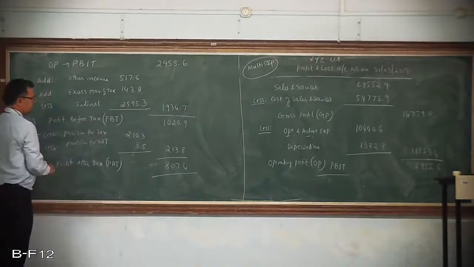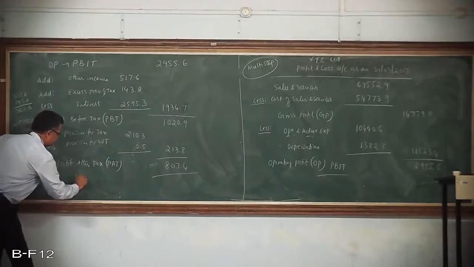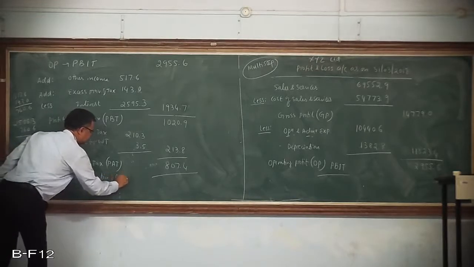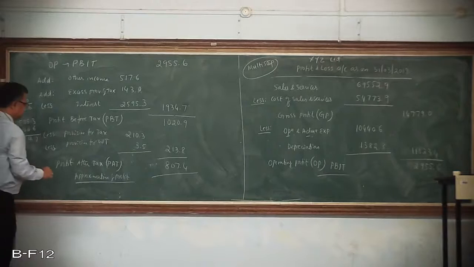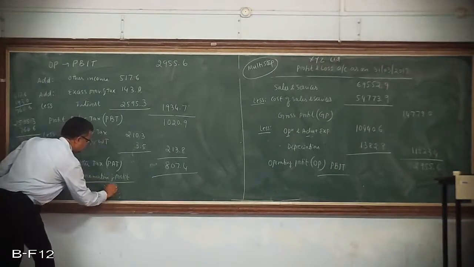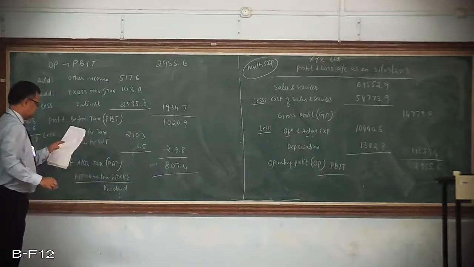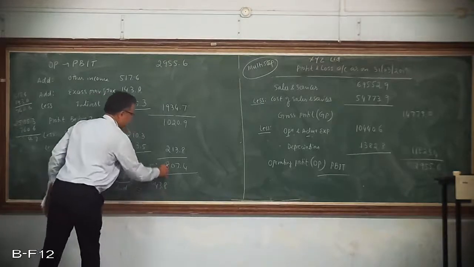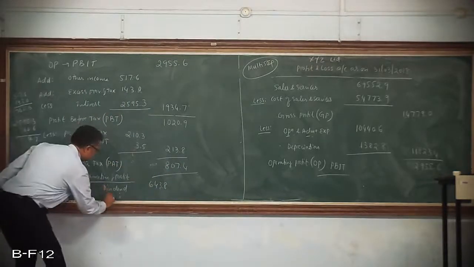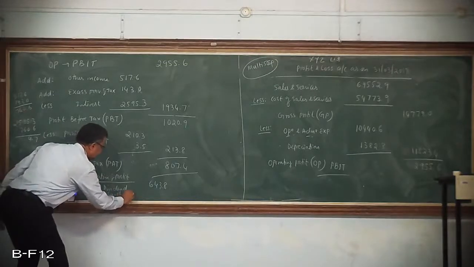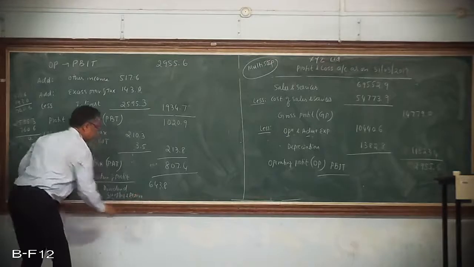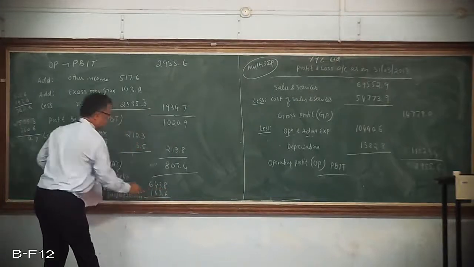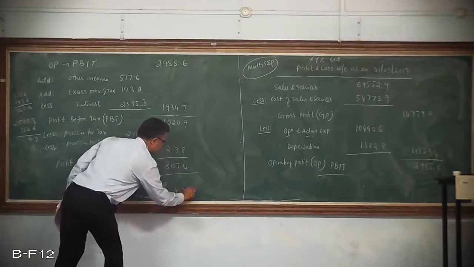So now you just go for appropriation of profit. Same as single step. So there is a provision for dividend, of how much dividend? 643.8. Now subtract this value from the profit. So you are going to get reserves and surplus. So it's going to be 163.6, from 807.4.